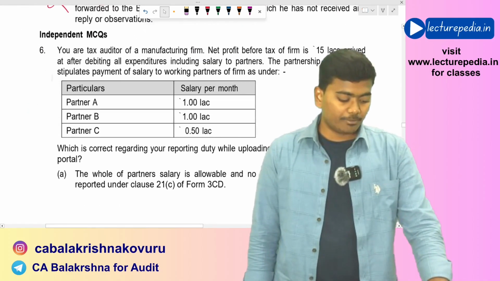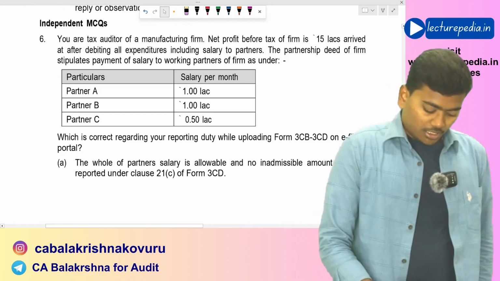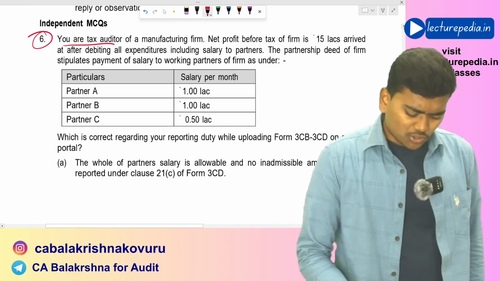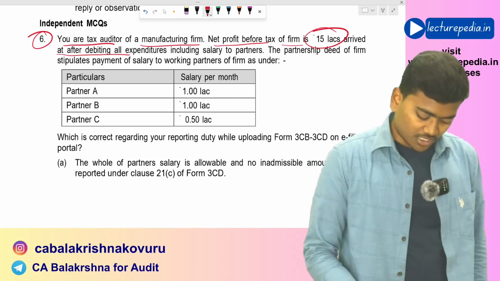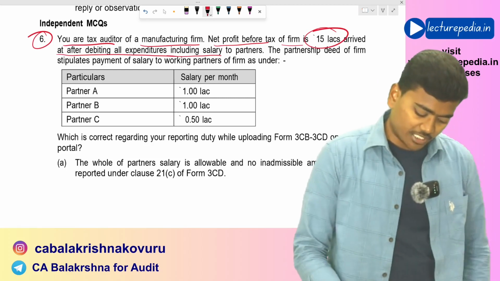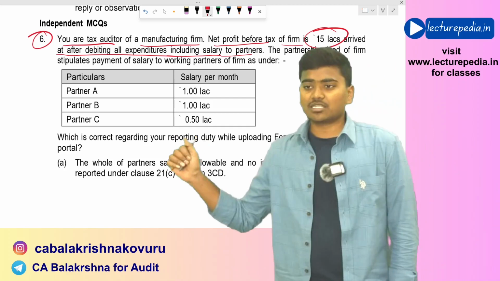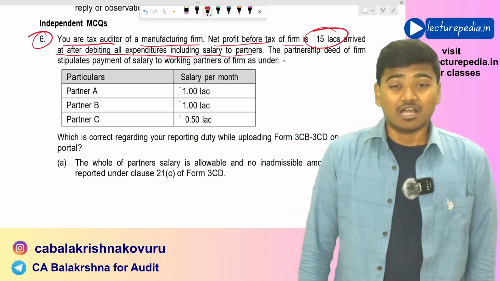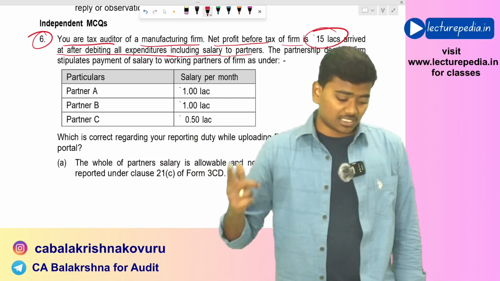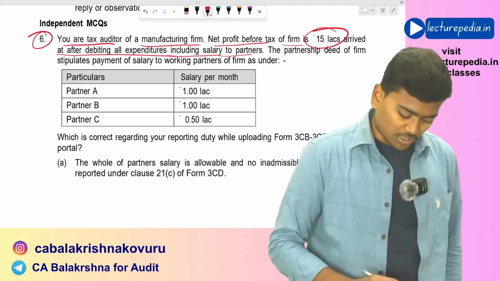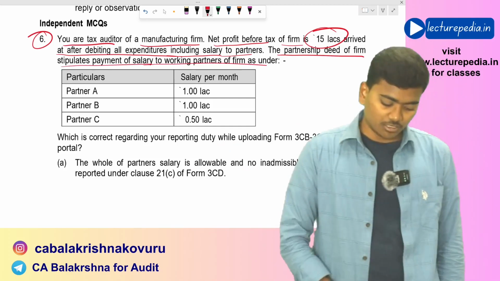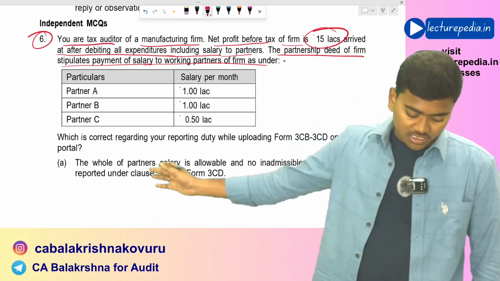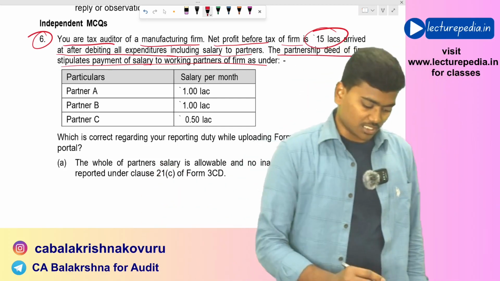Moving to independent MCQs. MCQ number 6. You are the tax auditor of a manufacturing firm. The net profit of the firm is 15 lakh, after debiting the expenditure including salary to the partners. The partnership firm has earned a profit of 15 lakhs after debiting the salary or remuneration that has been paid to the partners. The partnership deed of the firm stipulates payment of salary to the working partners as follows. Following is the salary that is paid to the working partners.